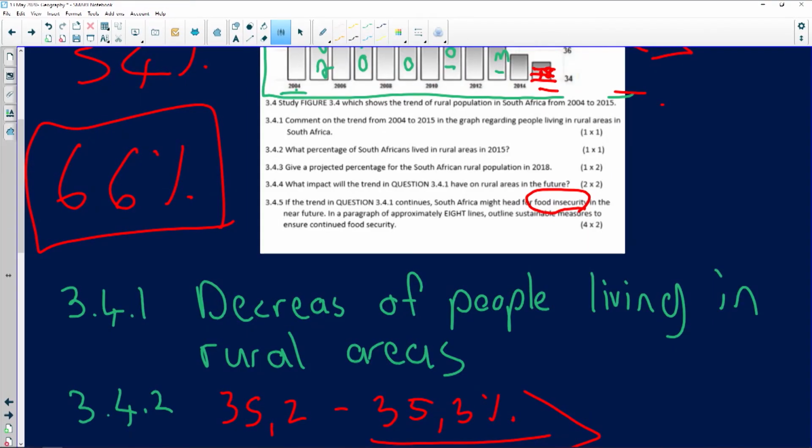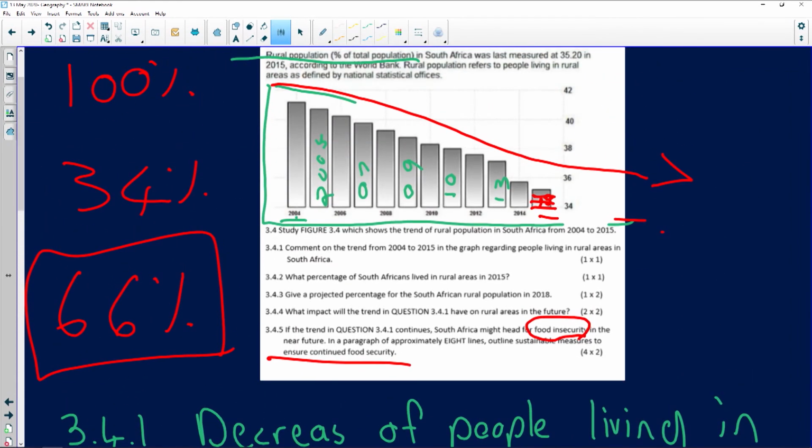So the question states, in a paragraph, outline sustainable measures to ensure continued food security. So the question asks, what can we do? What did I tell you sustainable is? Sustainable is to do it in such a way that we can keep doing it for future generations. But we need to create food security, though we're seeing the declining population of rural settlements.